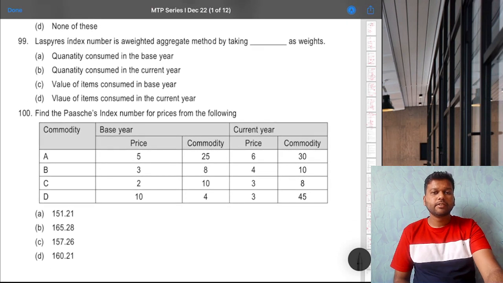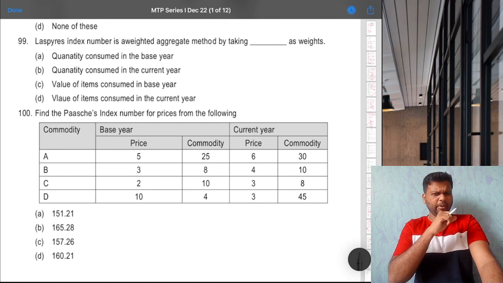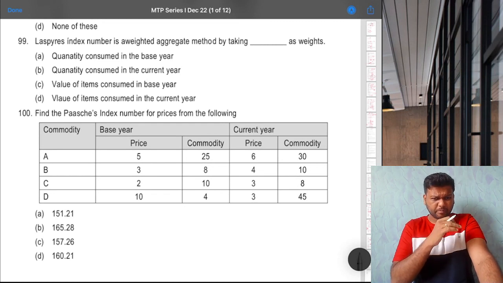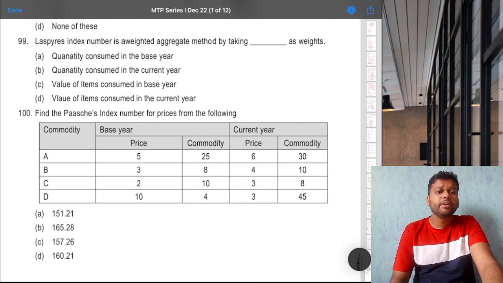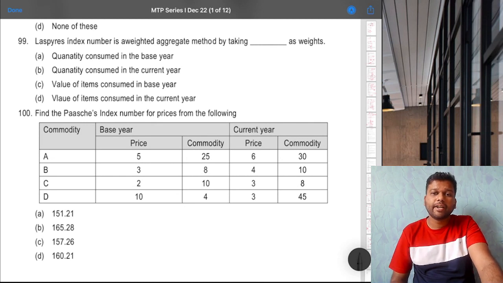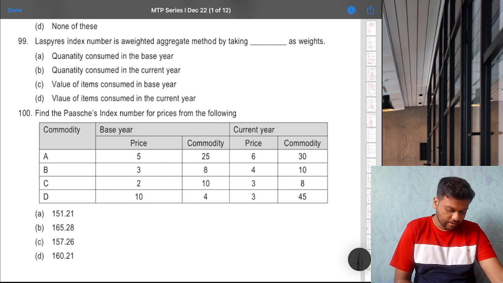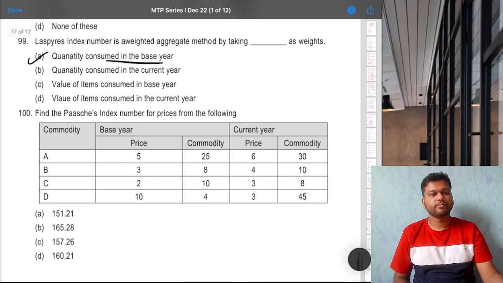Laspeyres' index number is a weighted aggregate method by taking what as weights? So Laspeyres' index number is what? Base year as weights, right? So quantity of base year, option A.